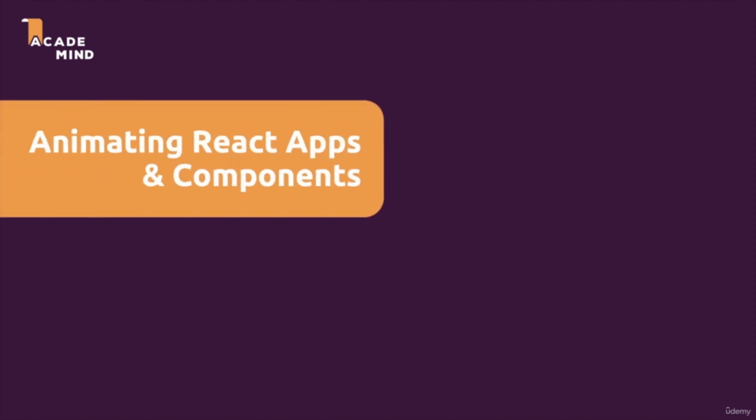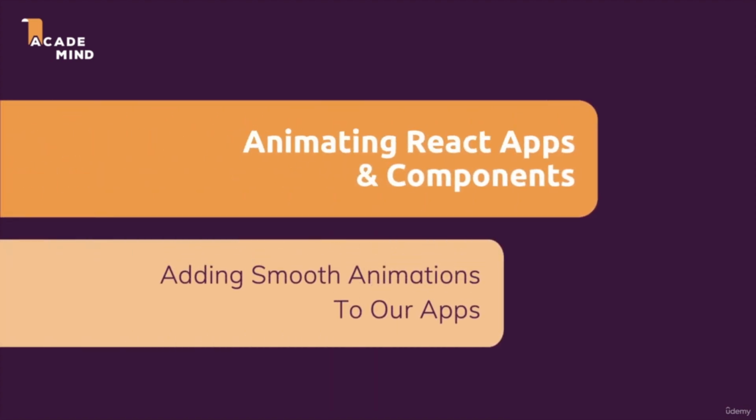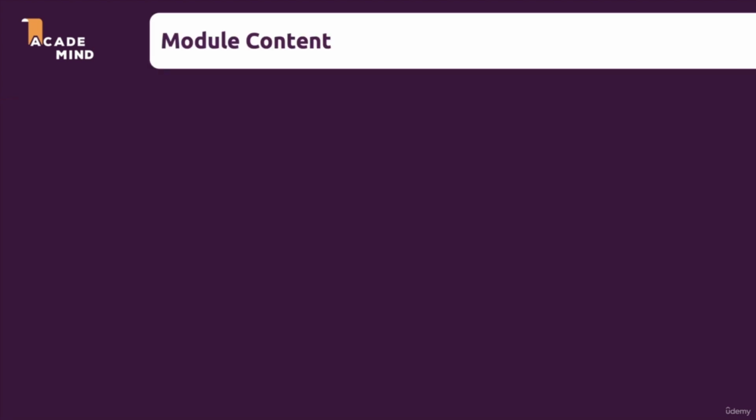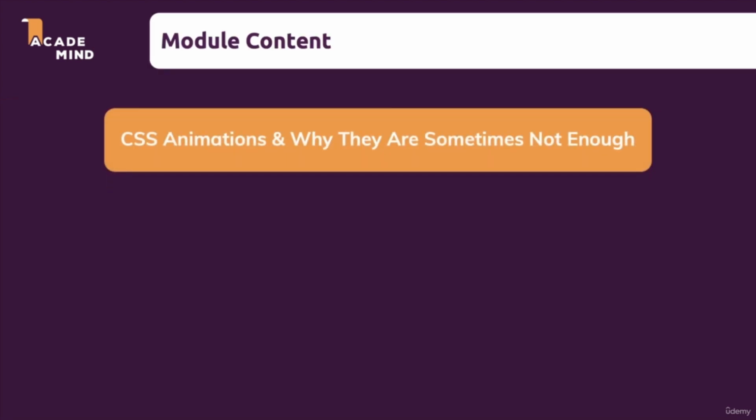In this course section, we are going to dive into animating React apps and components. We are going to learn how to move from static styles and components to animated styles and components with smooth transitions and simple animations that look good and lead to a better user experience. For this, we're going to explore CSS transitions and animations, and we'll see when those are enough and why they sometimes are not enough, why just CSS animations sometimes don't do the trick.